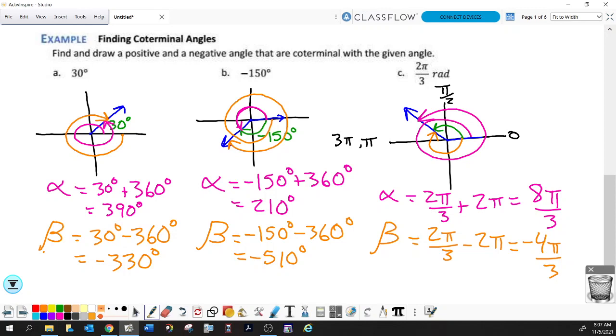So 2 pi is a full circle. Okay. So what I'm doing is I'm allowing it to turn a full circle either positive or negative, because if you turn a full circle, you should land in the exact same spot. But we want to be thinking radians, not degrees. So that's why we're adding and subtracting 2 pi.